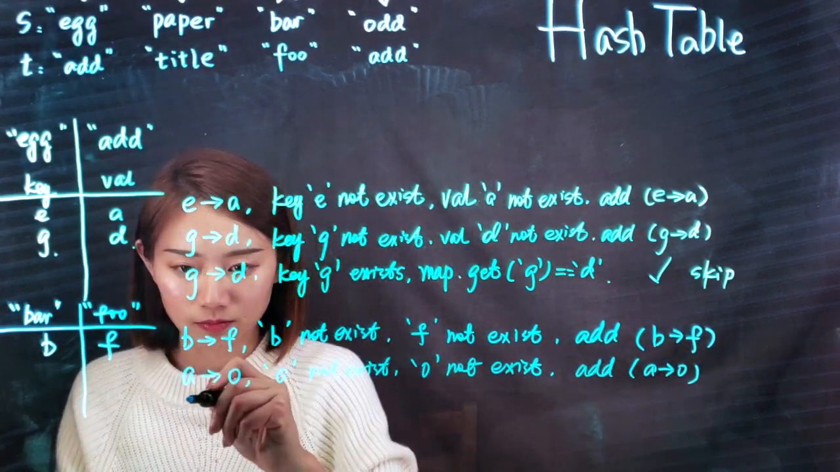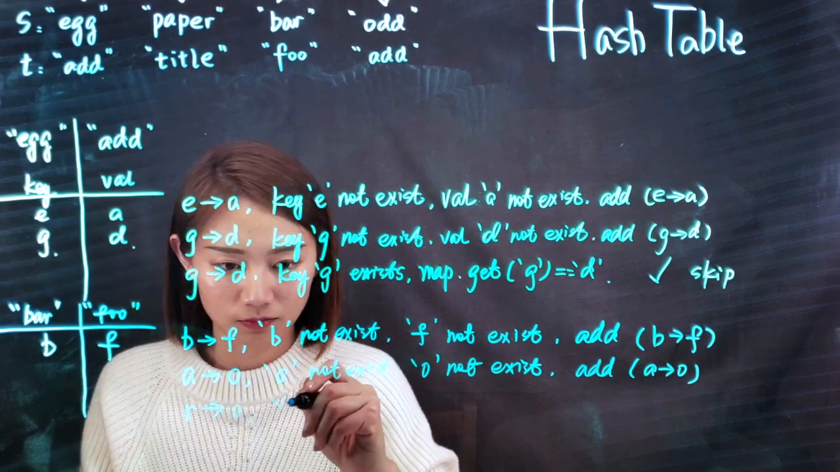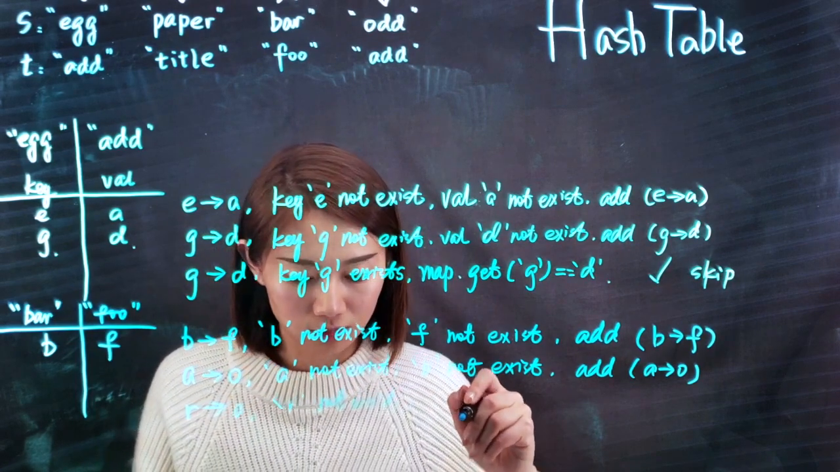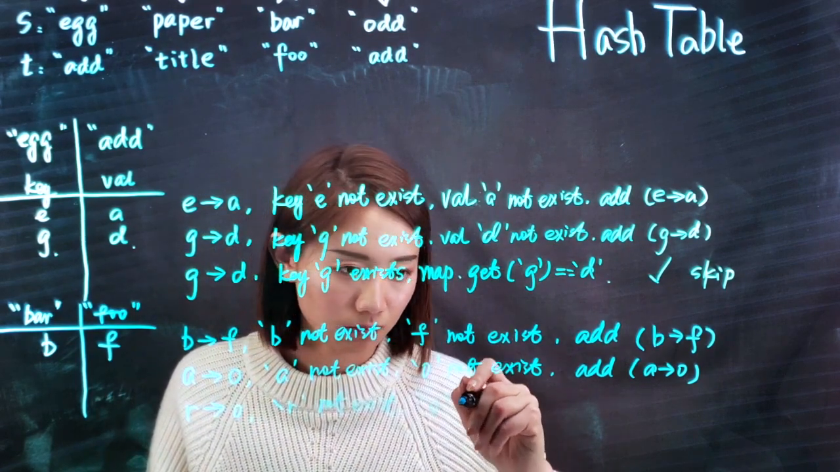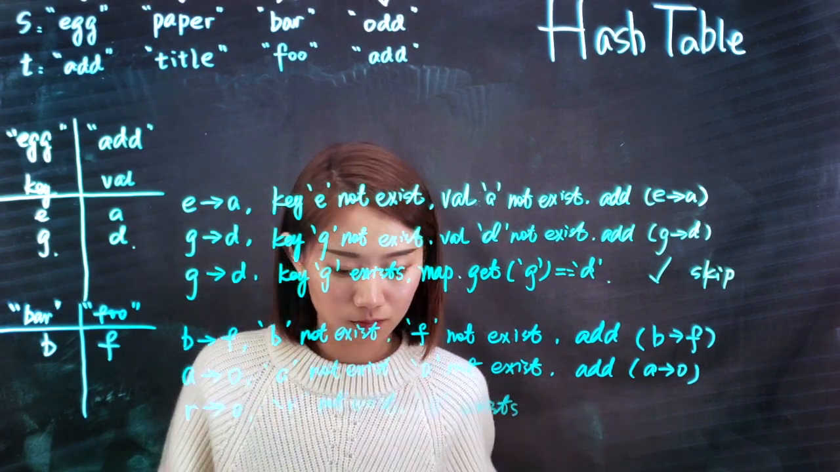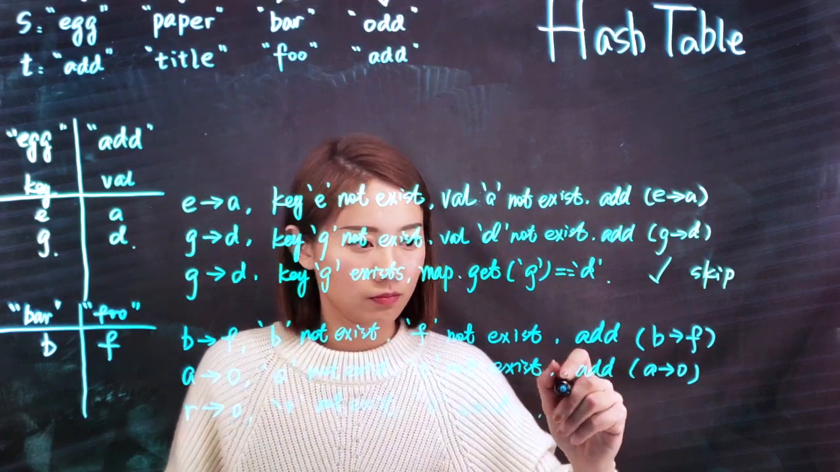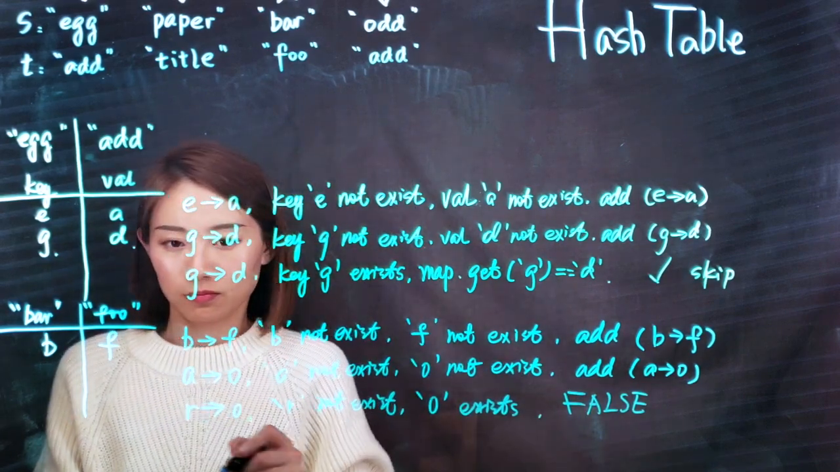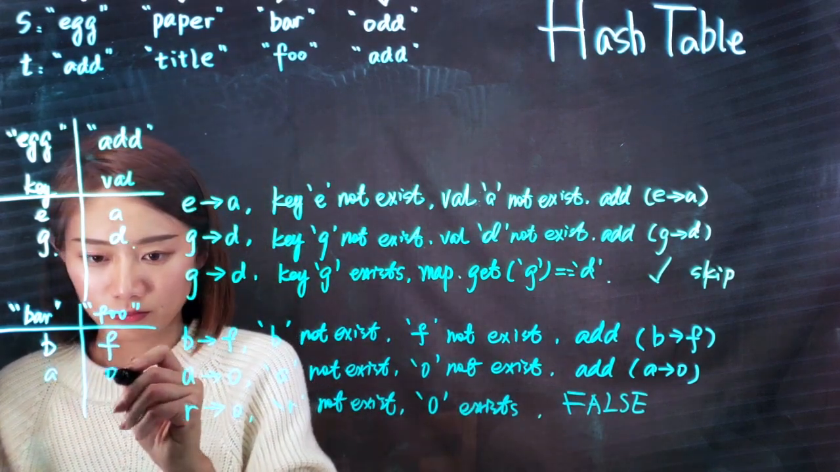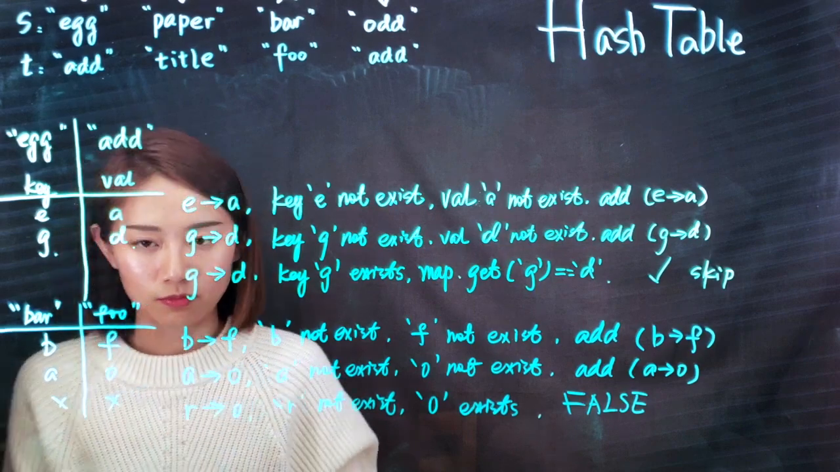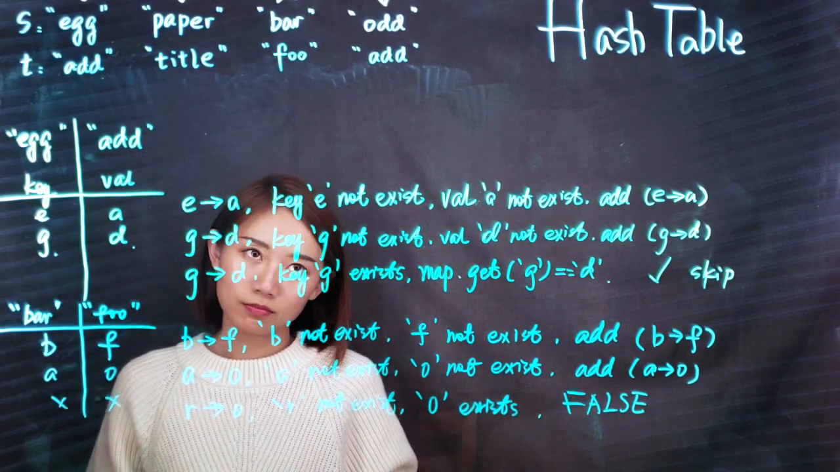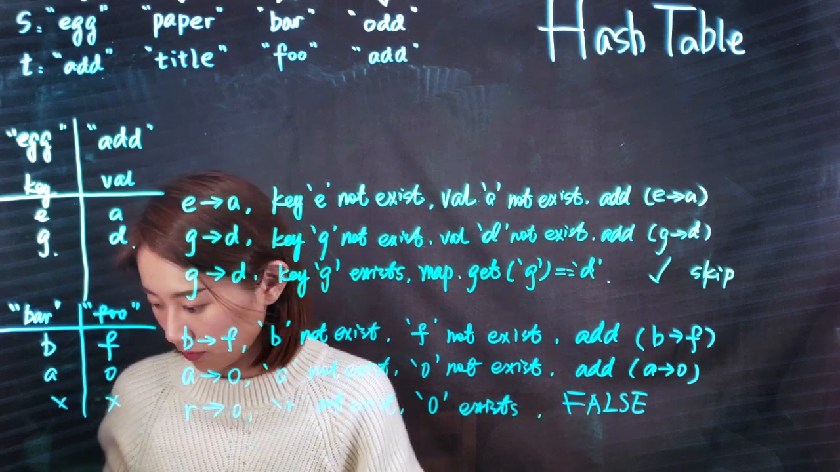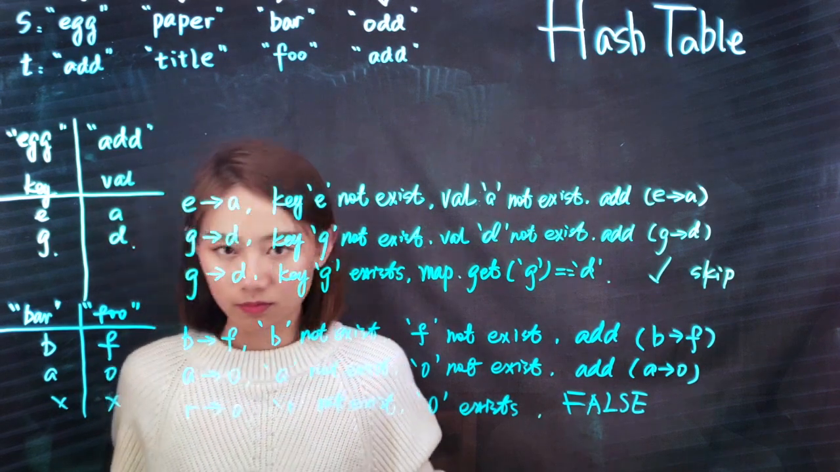And next round, R to O. Even though the key R does not exist in the map, the value O does exist in the map as one of the values. It means letter O has been represented by another letter, and the letter is not R, so it fails the isomorphic logic. We can just return false here. Well, that's pretty much the hash table solution for the isomorphic strings problem.